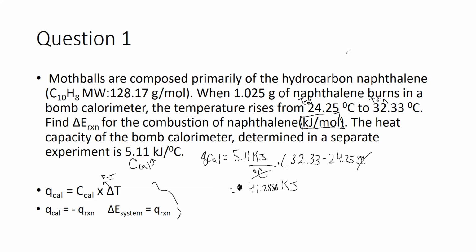And let me just do the sig figs here really quick. So I have to do the subtraction myself. That will have 3 sig figs because when you do 32.33 minus 24.25, that answer is 8.08. So those 3 are significant, so 41.3. So that's QCal. That was the heat absorbed by the calorimeter. Well, where did that heat come from? It came from exploding our naphthalene.